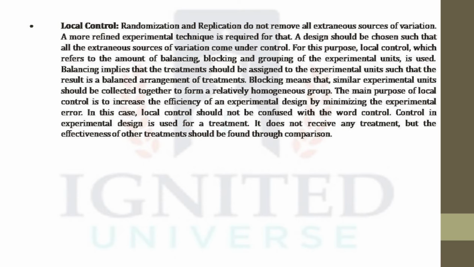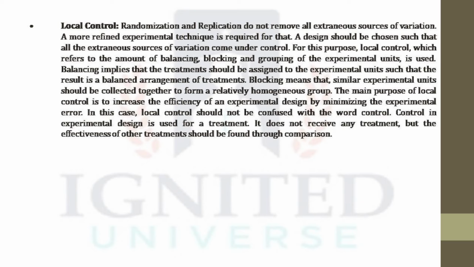Now consider the example wherein we were dividing the entire students into different classes. Now, in these different classes, if we further bifurcate the students in terms of their divisions, then that is called the local control process. So, randomization and replication do not remove all extraneous sources of variation. A more refined experimental technique is required for that.